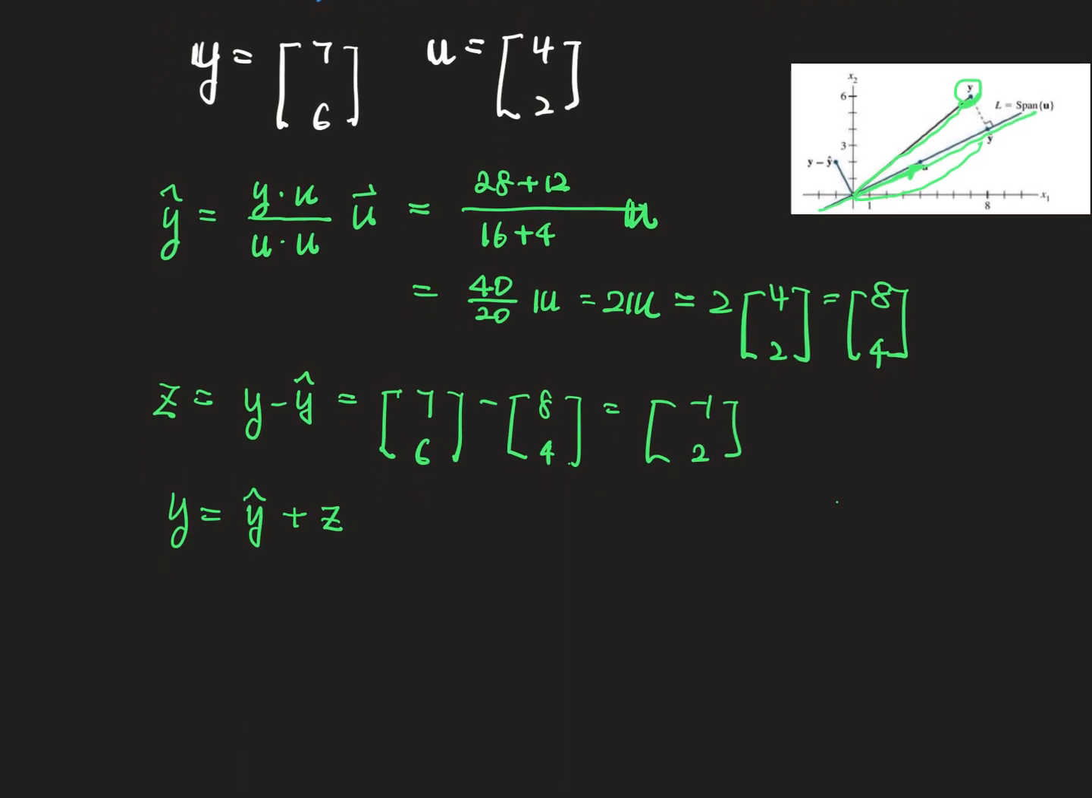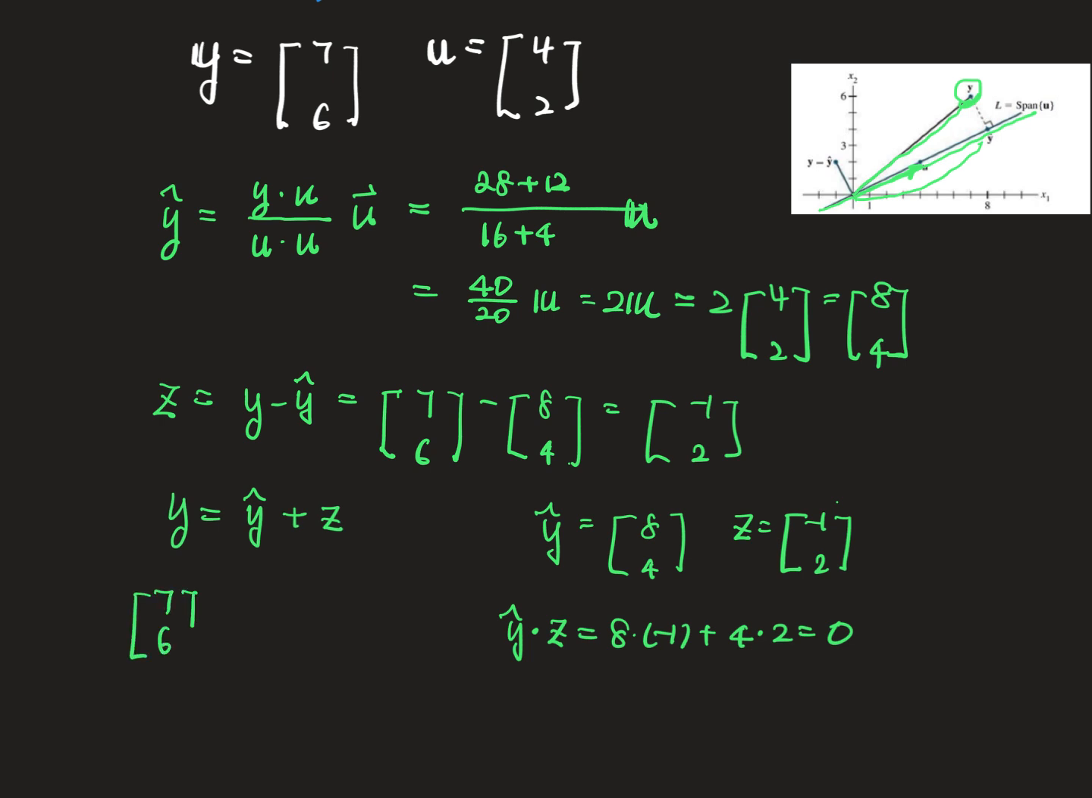Let's prove that here. The y hat vector is 8 and 4, and the z vector is negative 1 and 2. Are they orthogonal or not? We're going to check the inner product. That's 8 times negative 1 plus 4 times 2, which is 0. That's orthogonal. Then y is a sum of the two vectors. So the y vector is 7 and 6, the y hat vector is 8 and 4, and the z vector is negative 1 and 2. Okay, that's how to find the two vectors.